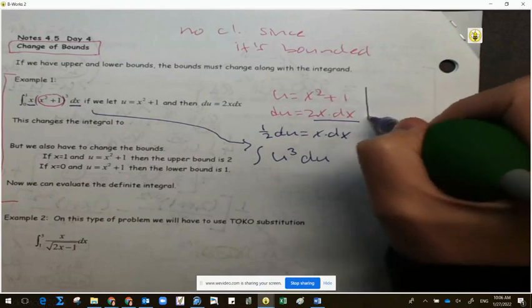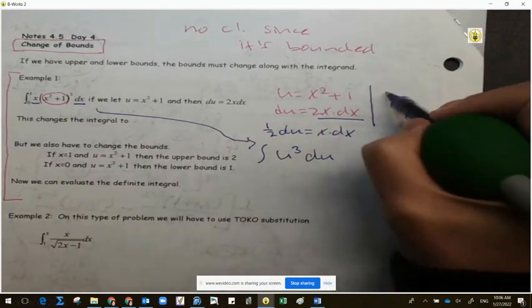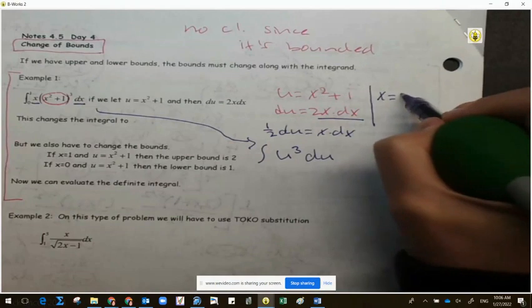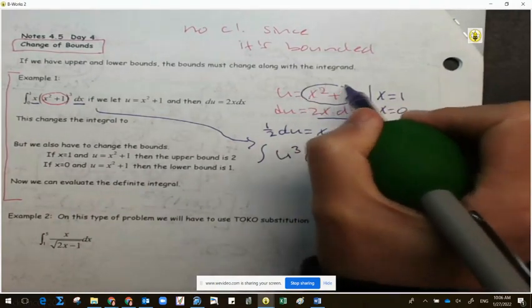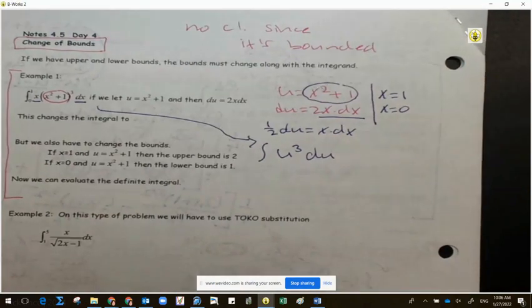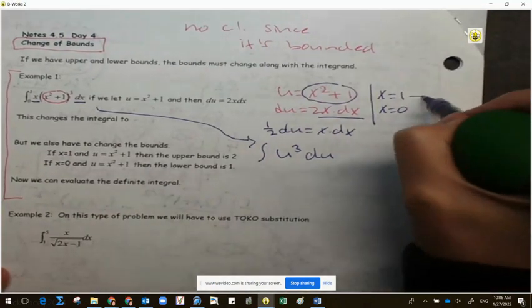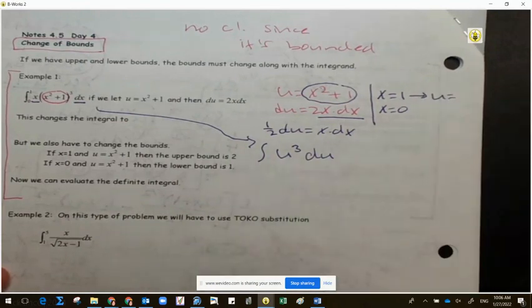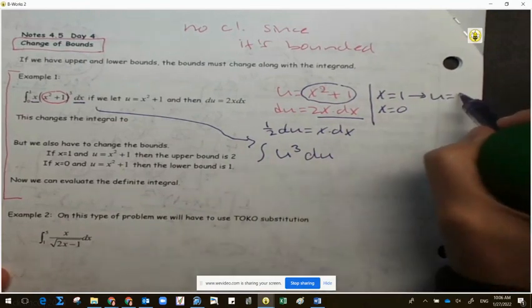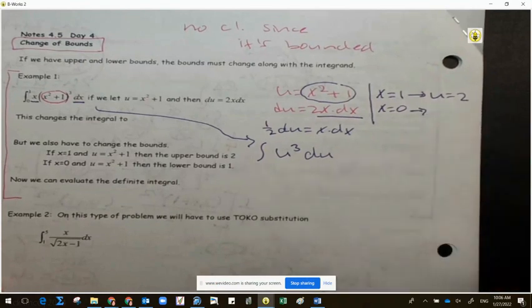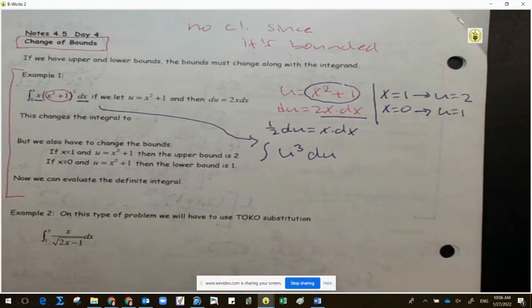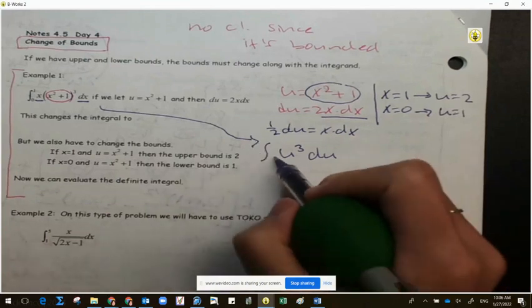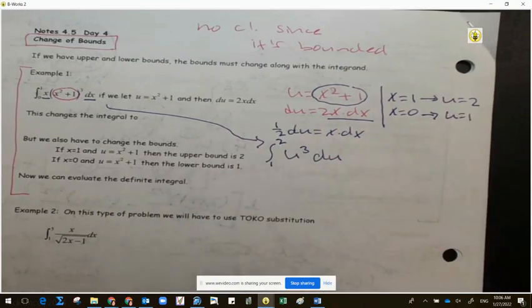Now in place of the u, we're going to actually plug something in. What they gave us was the upper bound is 1 and lower bound is 0. But when I plug into our u is equal to, and I plug in x equals 1, what would give us our new u? 1 squared plus 1? 2. And what if I plug in the 0? u is equal to 1. So since I'm changing my bounds, you don't have to plug back in x squared plus 1 at the very end. So 1 and 2.